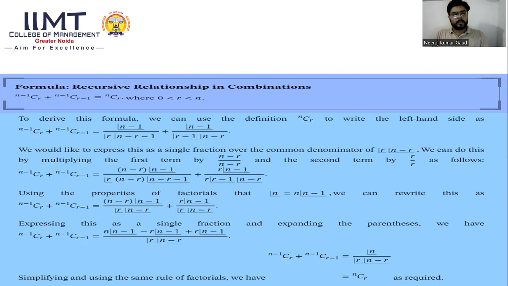Expressing this as a single fraction and expanding the parentheses, we have (n minus 1)CR plus (n minus 1)C(R minus 1), which is (n minus 1) factorial times n minus R times (n minus 1) factorial plus R times (n minus 1) factorial upon factorial R upon (n minus R) factorial. After resolving this, we get n factorial upon R factorial (n minus R) factorial, which gives us nCR as a result.